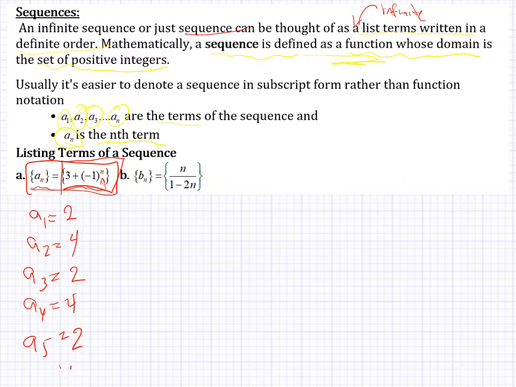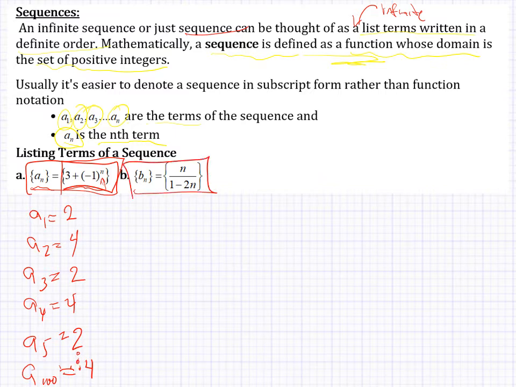The beauty of using this notation is I could figure out what a sub 100 is just by plugging 100 into this formula, and I could get any term of the sequence that I want. And a sub 100 would be 3 plus negative 1 to the 100th, which would give me 4. Obviously there are terms in between here and here, but that's the idea.